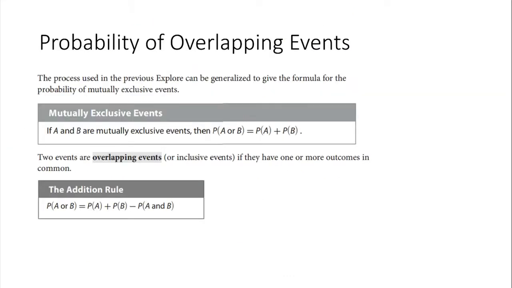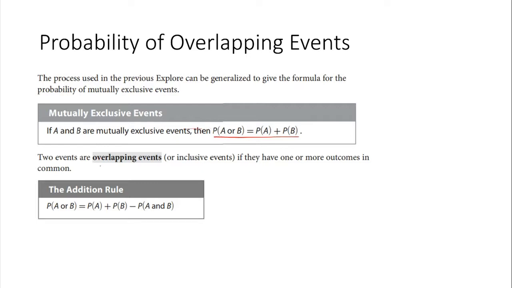So the probability of overlapping events. Now this process is used from previous Explorer, and we'll get to that. So basically, we already had this concept that I kind of starred earlier, right? Where if A and B are mutually exclusive events, then the probability of A or B should equal the probability of A plus the probability of B.